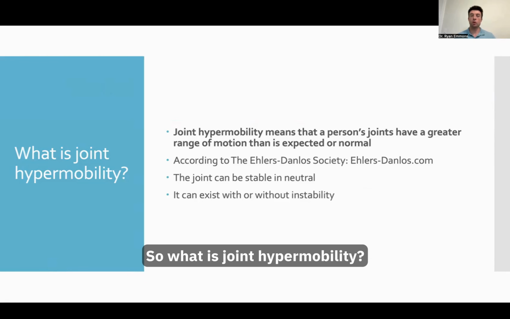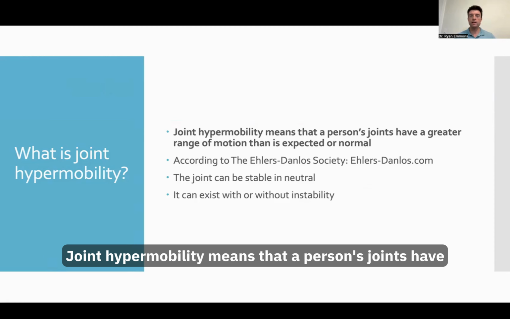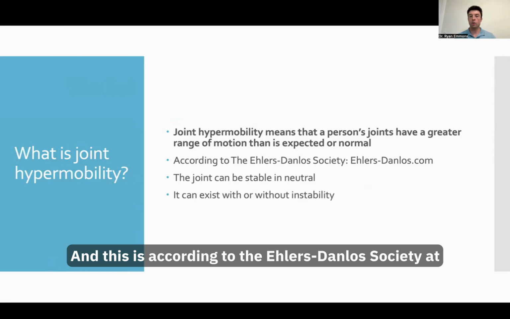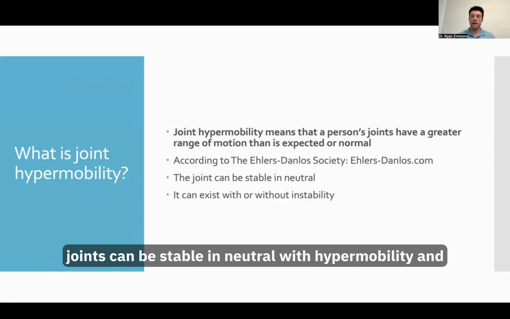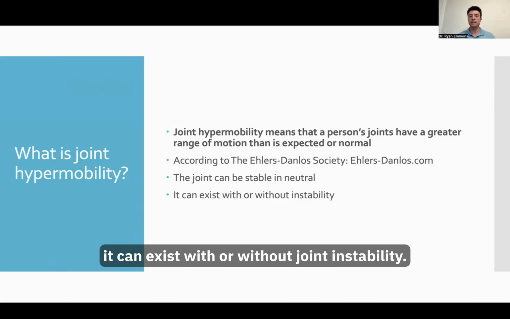So, what is joint hypermobility? Joint hypermobility means that a person's joints have a greater range of motion than is expected or normal, and this is according to the Ehlers-Danlos Society at ehlers-danlos.com. Something that's interesting is the joints can be stable in neutral with hypermobility, and it can exist with or without joint instability.